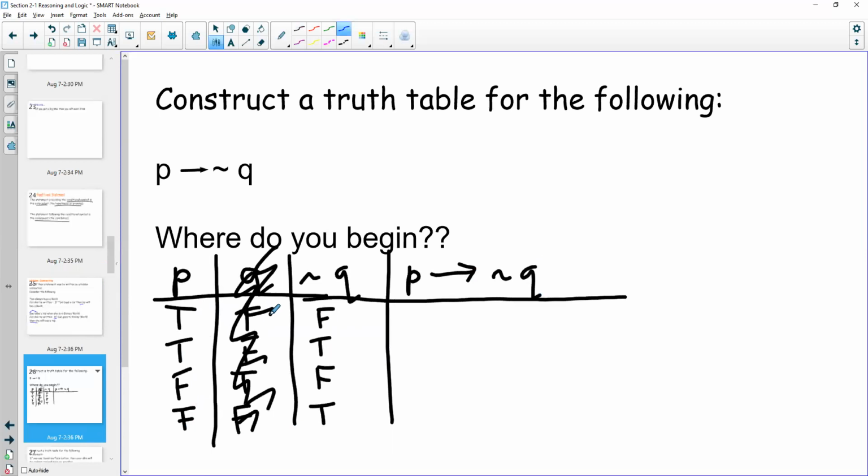Remember, it's about broken promises. So if you got an A and I didn't buy you a car, that's false. I broke my promise. If you got an A and you got the car, true. If you didn't do either, I didn't buy you a car and you didn't get the A, true. You didn't get the A, I still bought you a car, it's true. So there's the truth table.